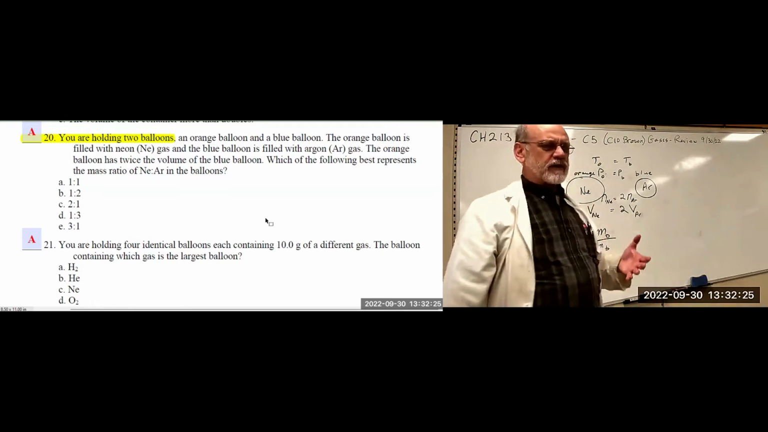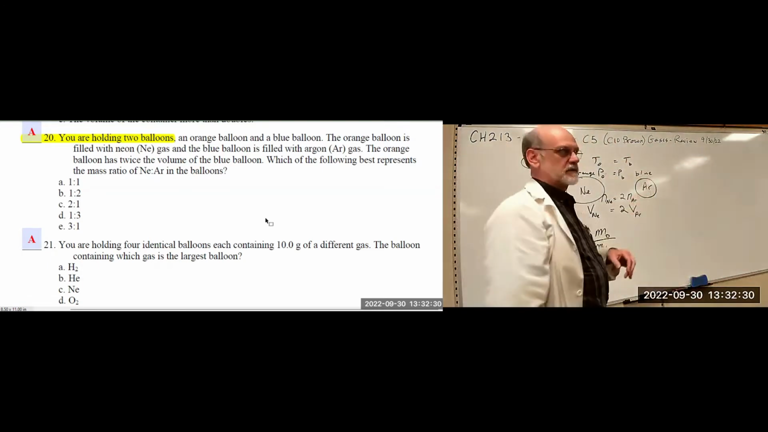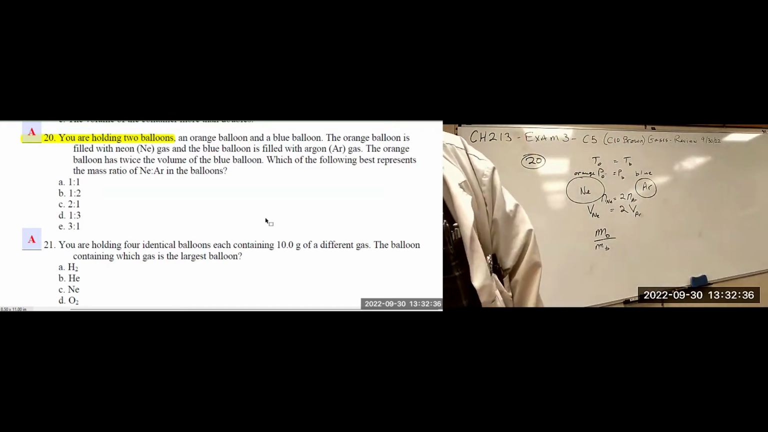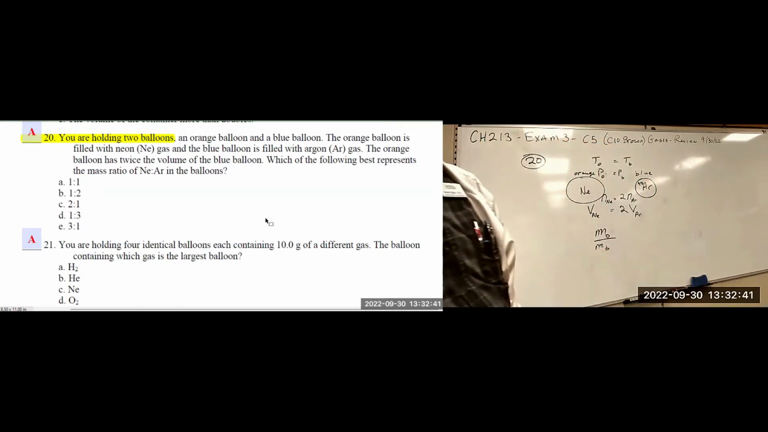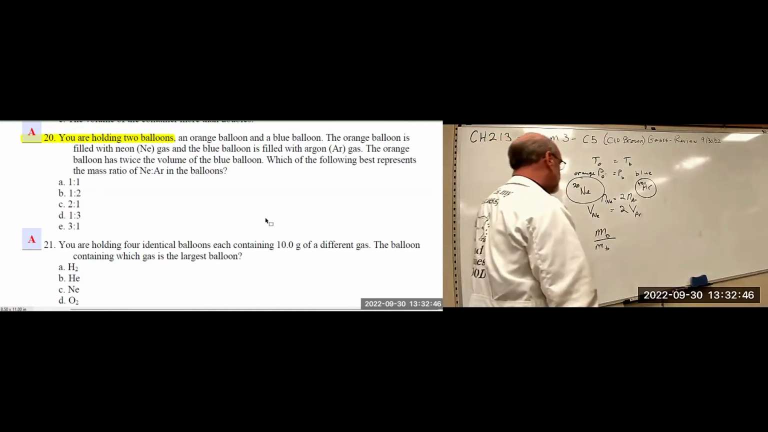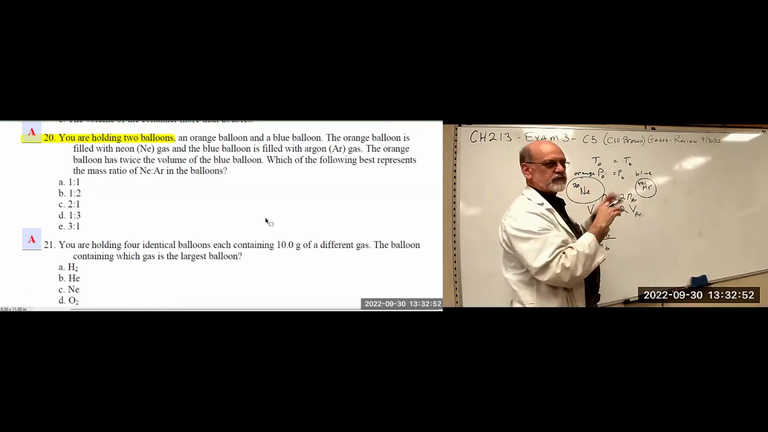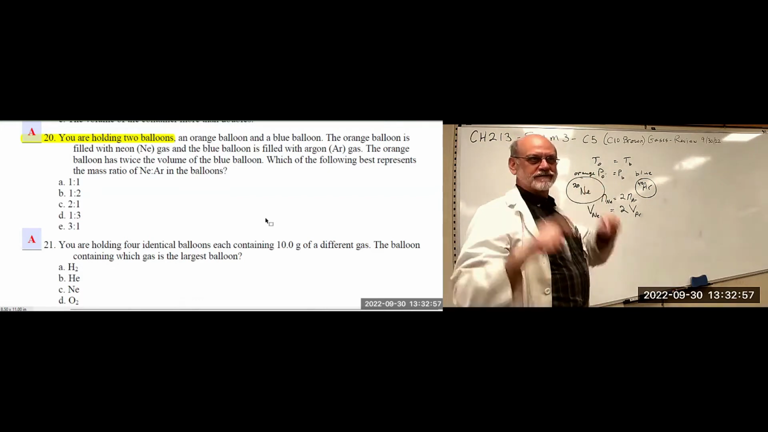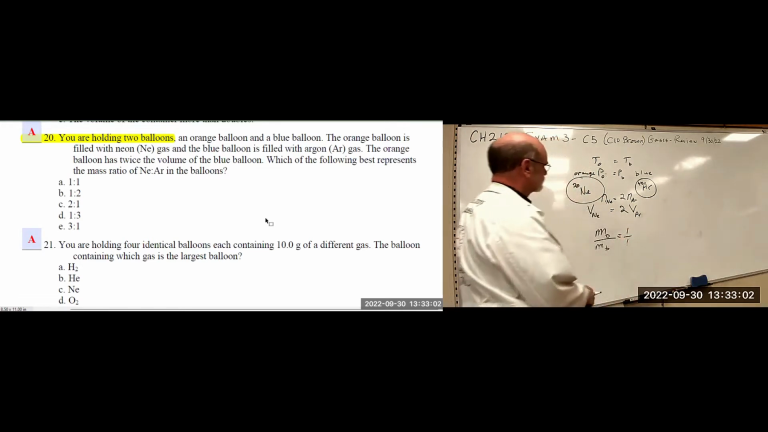All right, if we want to know anything about their mass, we need molar mass to compare them. So argon is about 40, and neon is about 20. So if you've got twice as many neon particles, but they weigh half as much as the argon, what's their mass ratio? 1 to 1, right? 1 to 1.